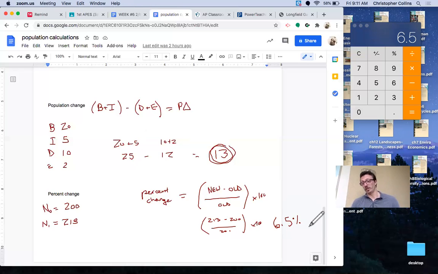And then we can think to ourselves, okay, what if this were to continue at the same percent change for the next coming years? You could start to figure out, okay, what about after 2 years, after 3 years, after 5 years, and so on and so forth.